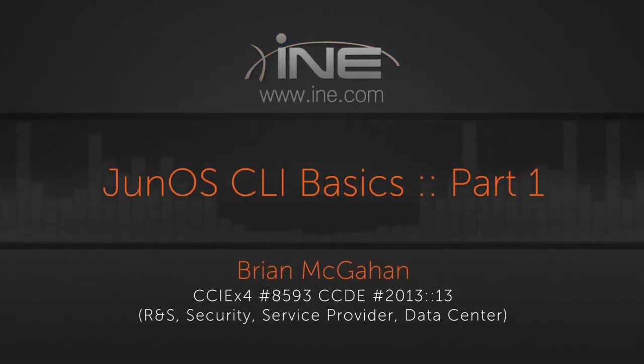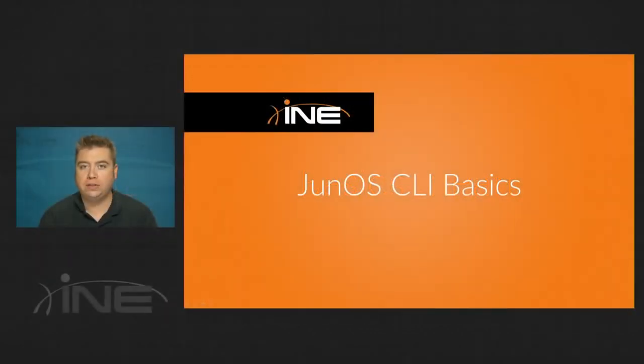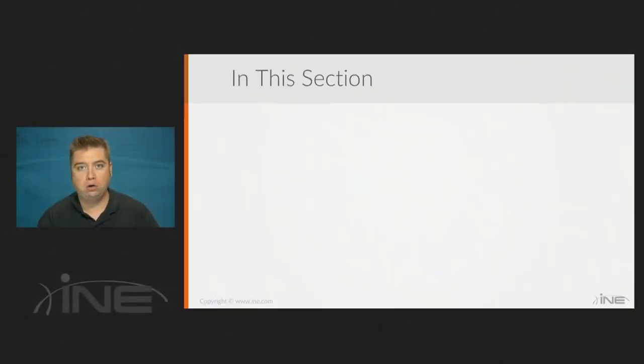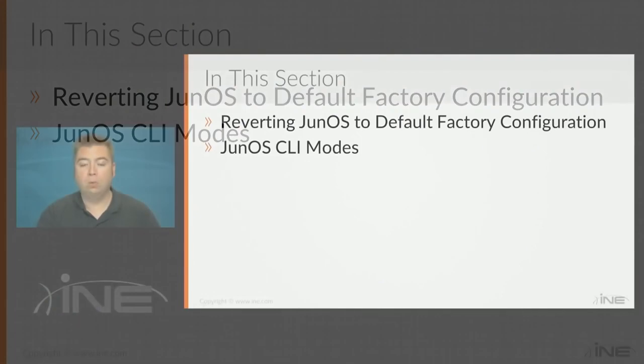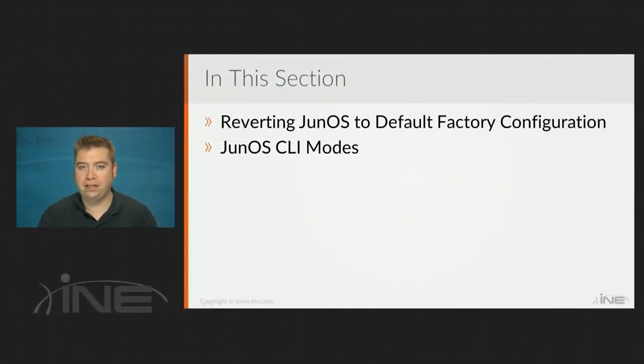In this section, we're going to look at some of the basics of the JunOS CLI. First off, starting with how we revert the box back to its default initial configuration, which we'll use as a baseline for going through some configuration examples. We'll talk about how the JunOS CLI modes work: what's the difference between what is effectively global configuration in JunOS and what is effectively exec mode in JunOS.